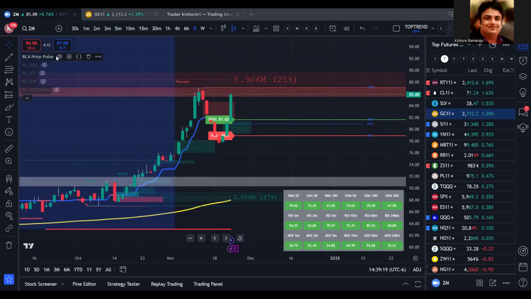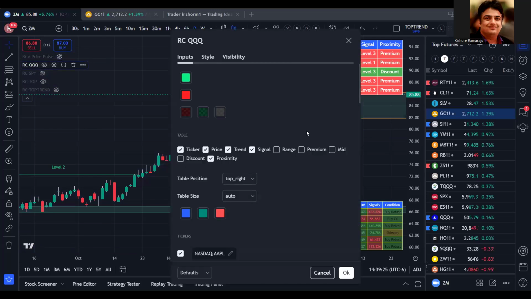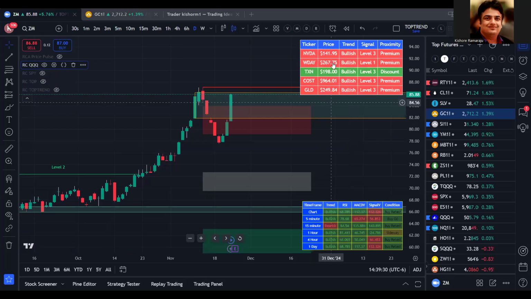So your step number one, using this scanner, right? QQQ scanner, which will scan all the stocks. That will tell you which ones are bullish, which ones are bearish, right? Let us look at the Excel.